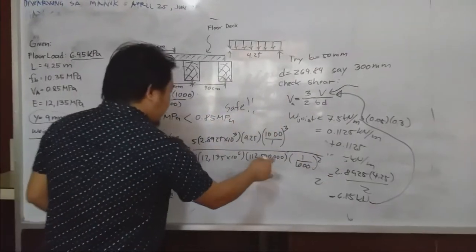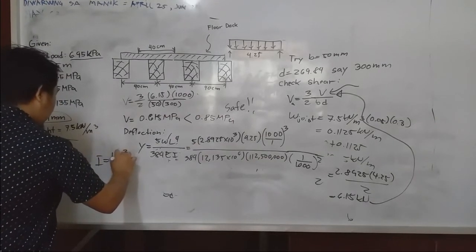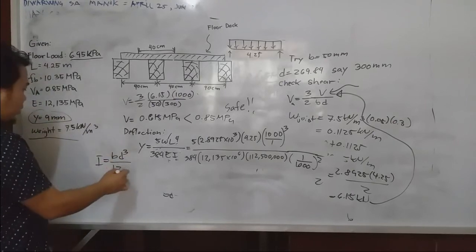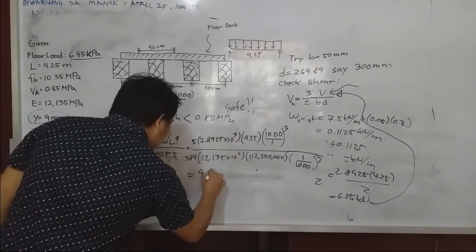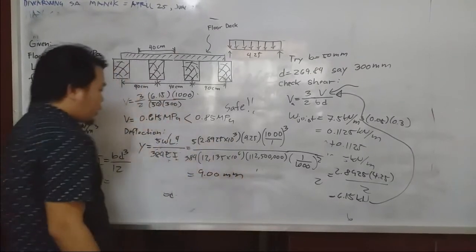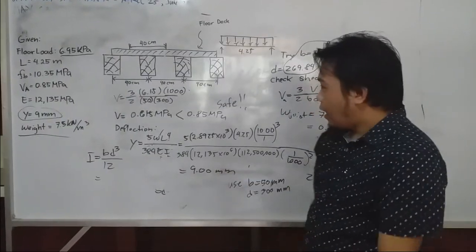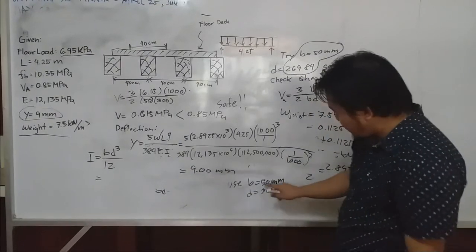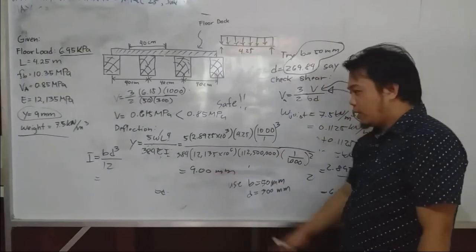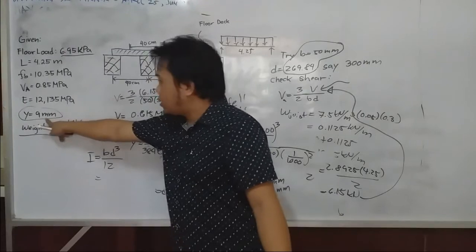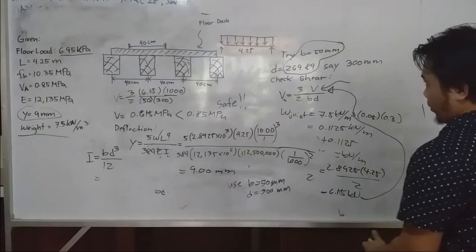This moment of inertia can be calculated using the formula BD cubed over 12. Substitute BD, and you can calculate the moment of inertia. If you calculate that, the deflection is equal to 9.00 mm. Therefore, since it is 9 mm, we can say that our dimension is set. We can use that 50 by 300 mm. So this is safe to use, and it will satisfy the allowable, which is 9.00 mm.